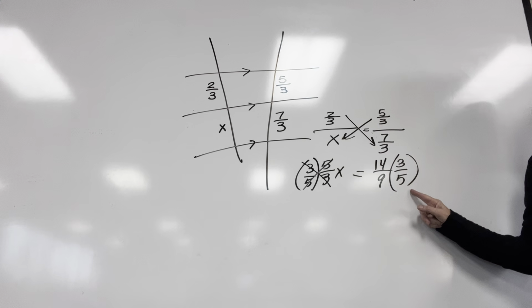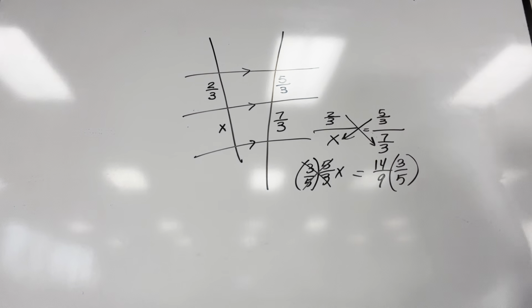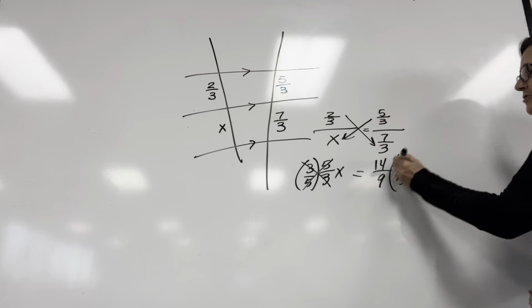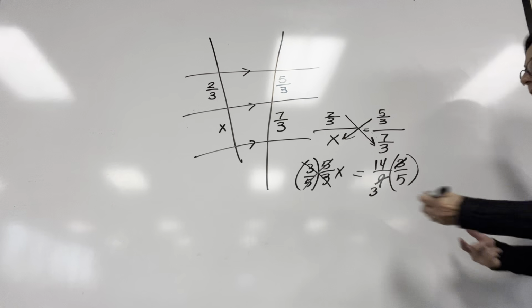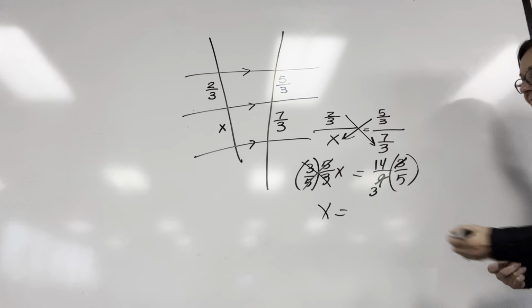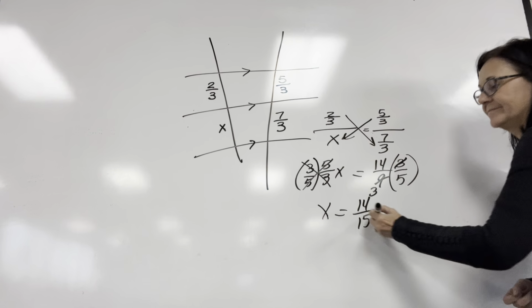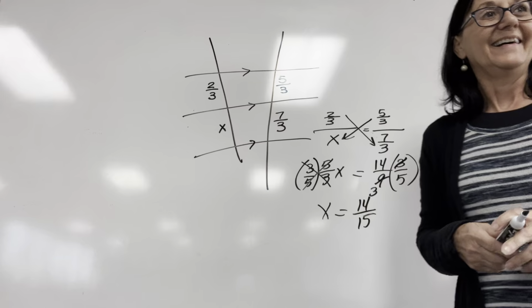Before I multiply, I can simplify. Thank you! Before you multiply, you simplify. So 1 and 3. That's right, 1 and 3. All right, so what's the value of x? 14 to 20. Yes. I love math.